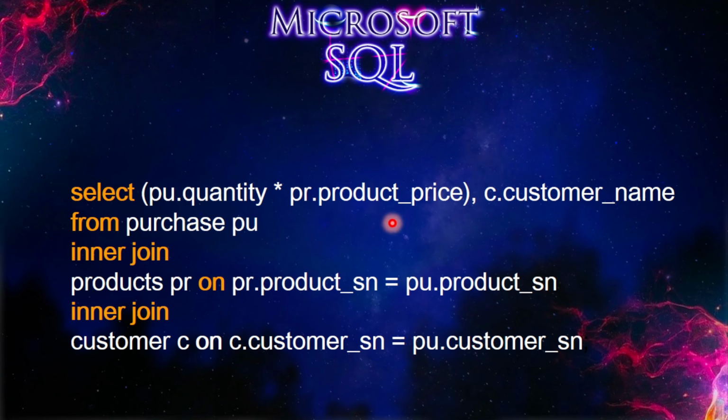To link those two tables together, product SN is foreign here. It's linking the product's serial number, which is the primary key of the products table. The same thing for customer serial number.